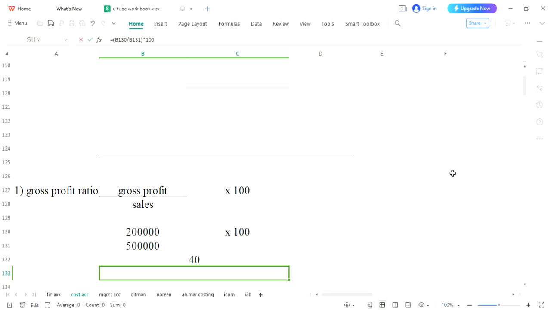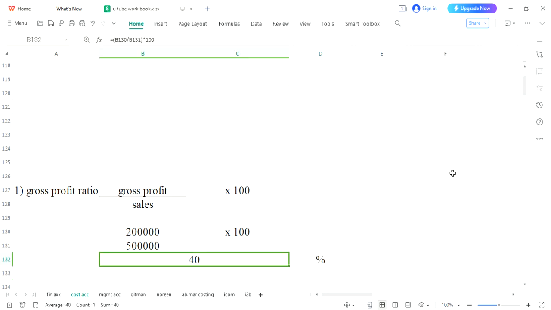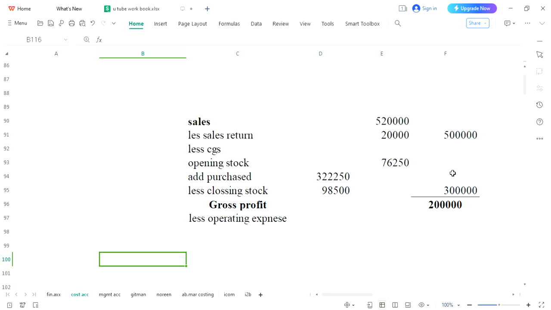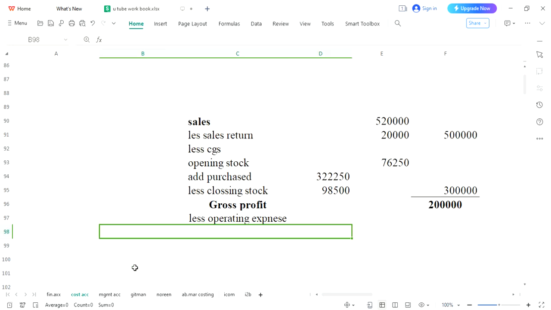Alright, so in this way our answer is in terms of percentage, as you know that we have multiplied it with 100. Let's check it out. Gross profit ratio, look at here, it is 40%. Now we will proceed to our pro forma. We need to write operating expenses. So here we need to settle it as well.